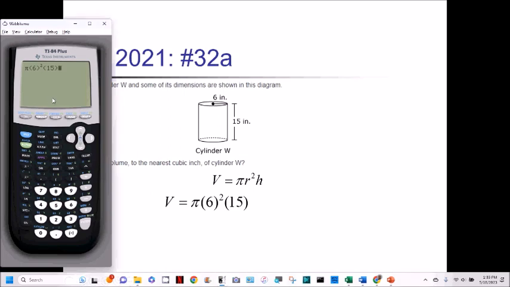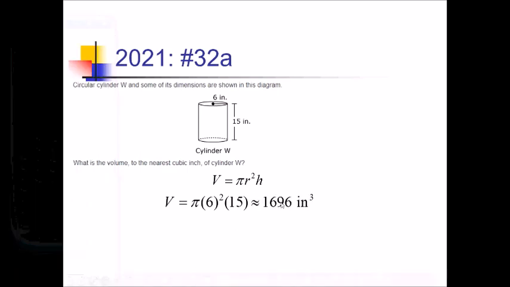So there we go. My calculator has a pi button, but if yours doesn't, you can just use 3.14, and that'll get you close enough. This should come out to approximately 1,696, and that's in cubic inches.